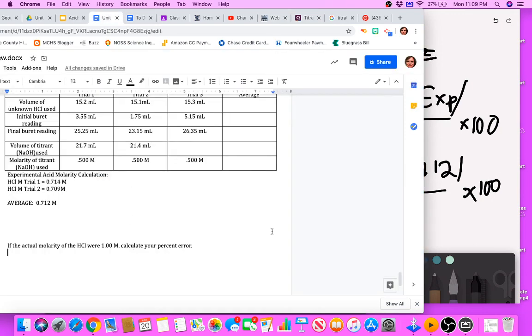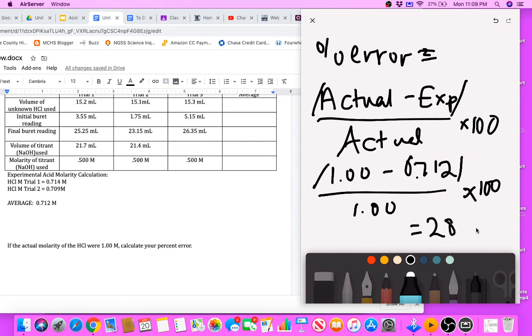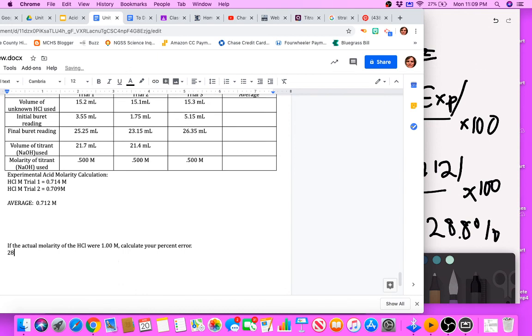So what we got here is 28.8%. So again, if this were you doing this for your lab, for your test grade, if you got 10% error or less, then you would have gotten 100. If you got like a 20% error or less, you would have probably gotten in the 90s. If you got between 20 and 30% error, you would have probably gotten in the 80s. So this would be an 80 something that I would have given you probably for this amount of error.